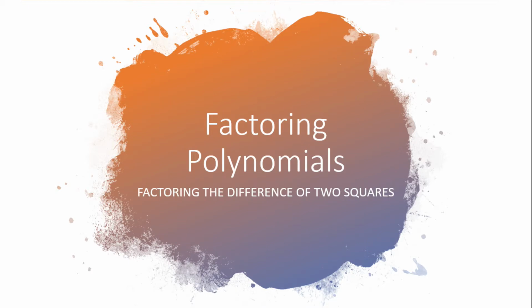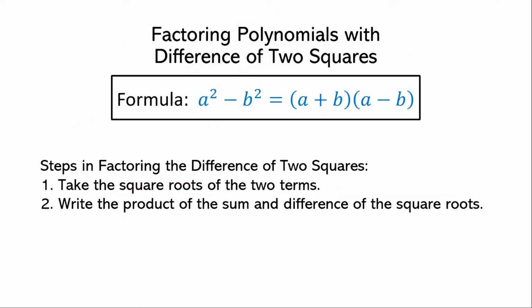In this video, we are going to discuss factoring the difference of two squares. So how do we factor out difference of two squares? First, we have the formula a squared minus b squared is equal to a plus b times a minus b.